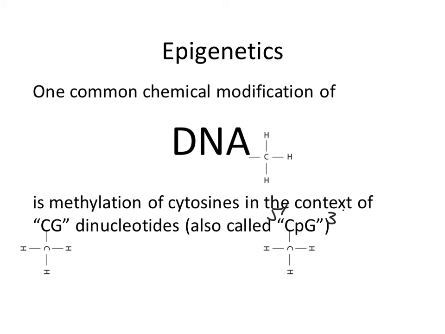So now this C is called methylcytosine. Shocking, right? Could epigenetics get any more boring? You methylate a cytosine, it becomes methylcytosine. Go figure. How is this going to affect gene expression?